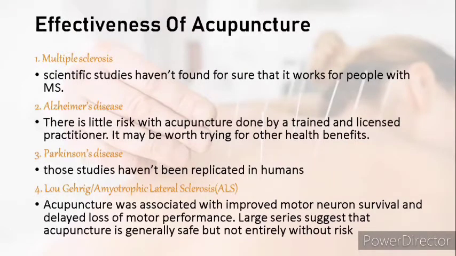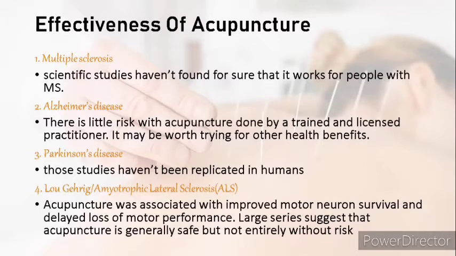The effectiveness of acupuncture for multiple sclerosis: scientific studies haven't found for sure that it works for people with multiple sclerosis. And for Alzheimer's disease, there is little risk with acupuncture done by a trained and licensed practitioner. It may be worth trying for other health benefits.